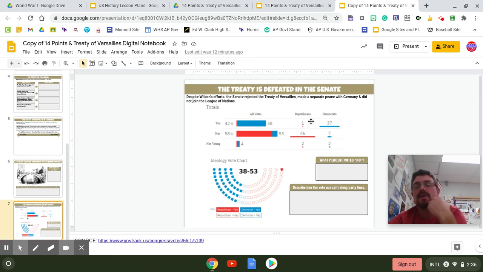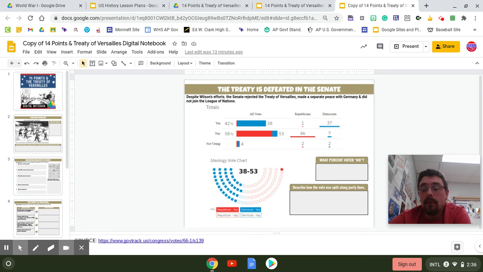And then finally, the Treaty of Versailles is defeated. It is not signed by the United States. They come up with a separate peace agreement with Germany. And this is just looking at Republicans and Democrats who voted for signing it and who voted for not. And we're going to look at the percentage that voted no, and then the split in party lines and why that split was there. And that takes you through all the work for next week.